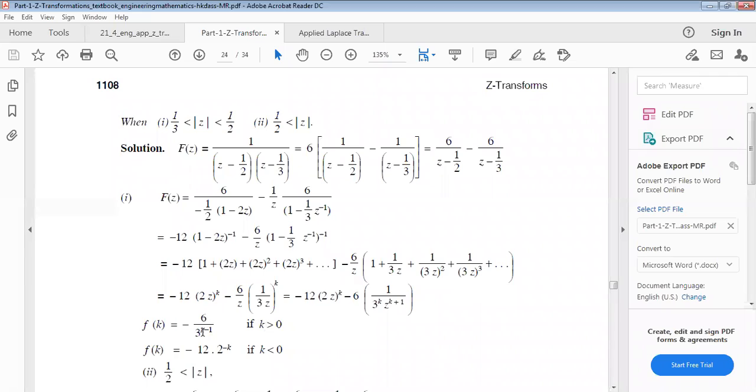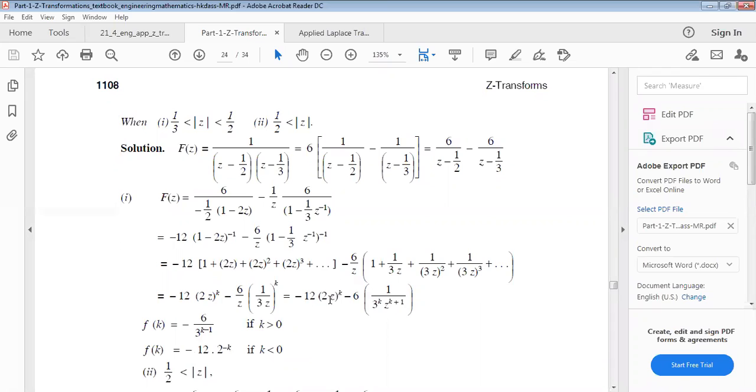Okay, k greater than 0, that means if k equals 1, we get 3 to the power 0, that means the first one. K equals 1 will be only 6, k equals 2 will be the second term, k equals 3 will be the third term.